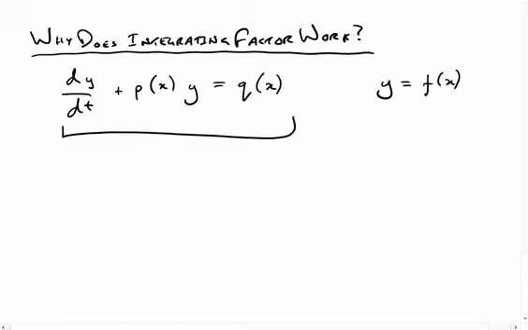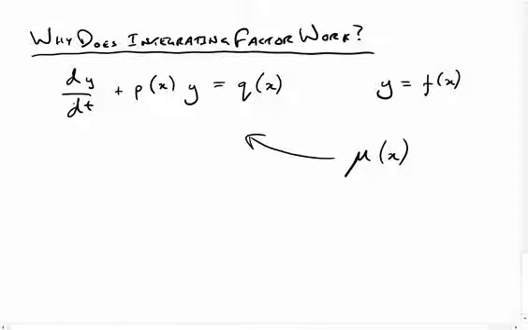Essentially, what we do is we introduce a new function, mu. When we introduce this new function and multiply it through that equation, we effectively get rid of that middle term there. And the question is, why do we get rid of that middle term? So we're going to look at it in more detail.